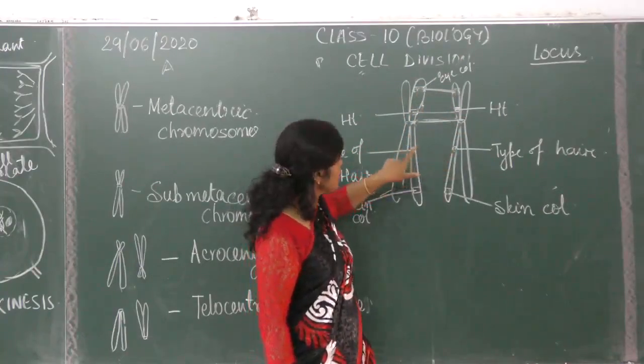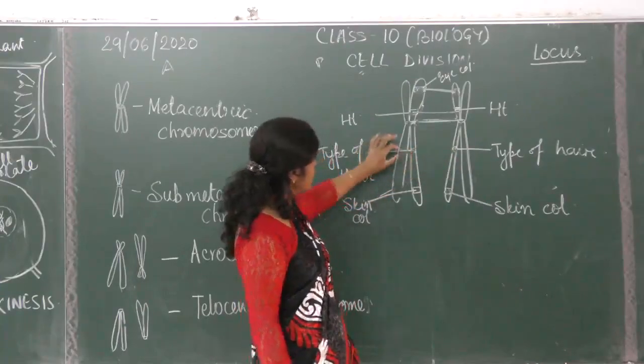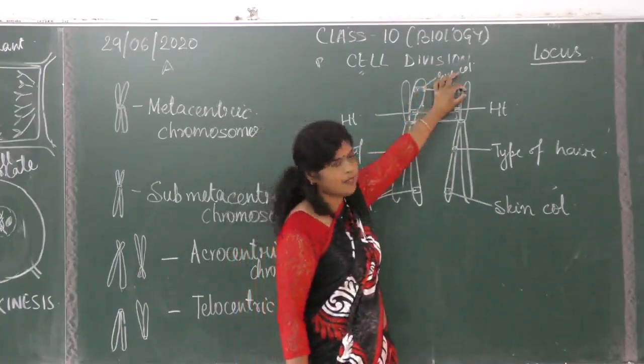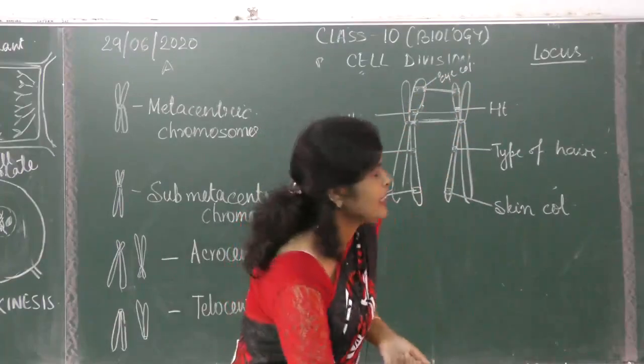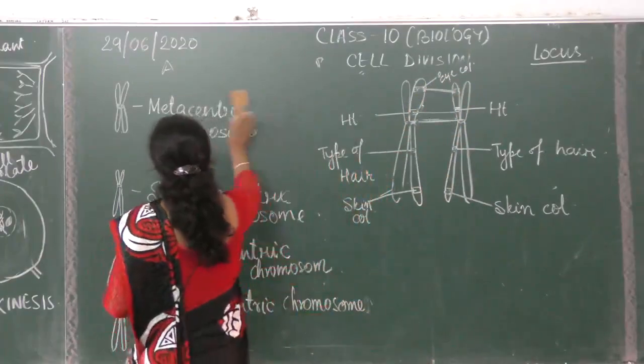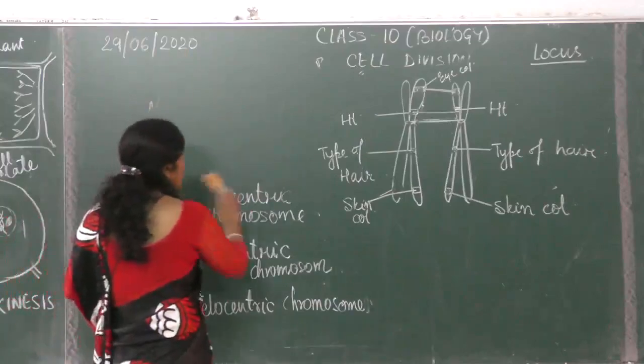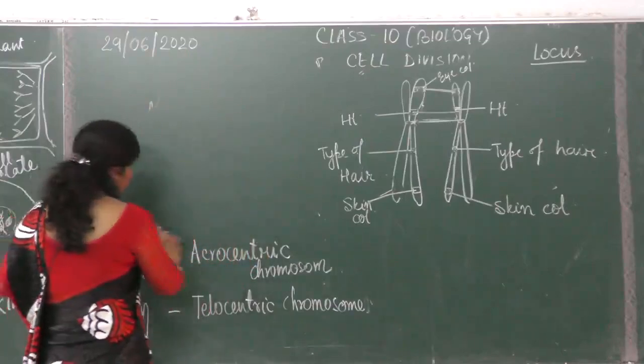You cannot expect this has type of hair over at this location and this will have it in this location. You cannot expect that. It should be the same. Now, let us know about the origin of this. Where have these chromosomes come from?